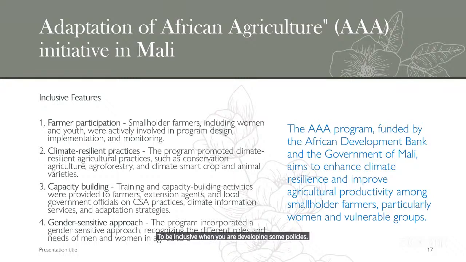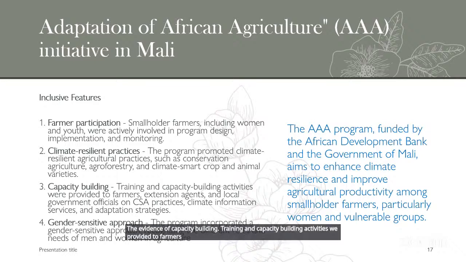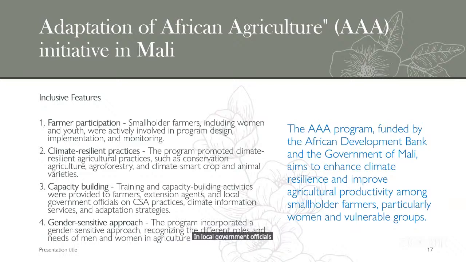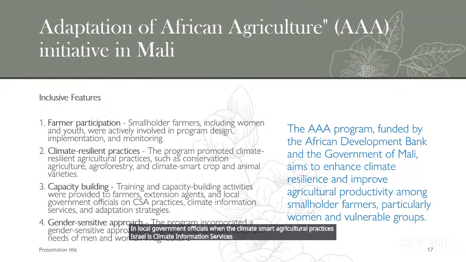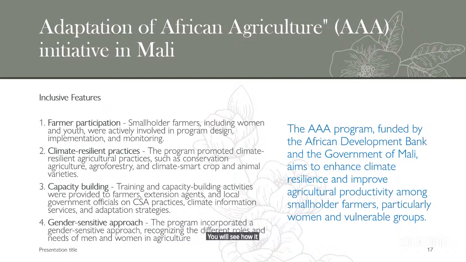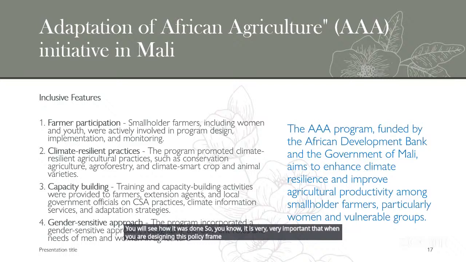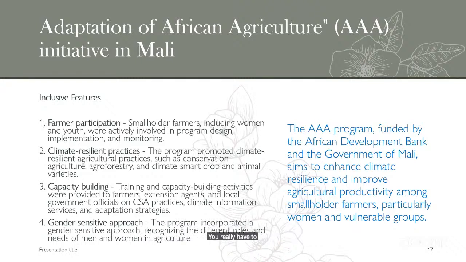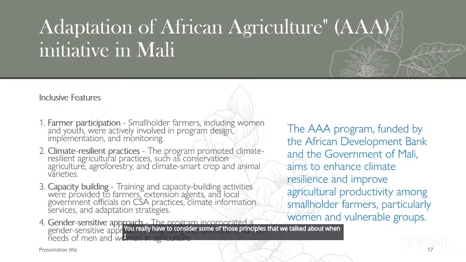In this same case study, you will see the importance of capacity building, the evidence of capacity building. Training and capacity building activities were provided to farmers, extension agents, and local government officials on climate smart agricultural practices, as well as climate information services and adaptation strategies. You will see how it was done. So it is very important that when you are designing these policy frameworks and programs, you really have to consider some of those principles that we talked about when I started today's lecture.